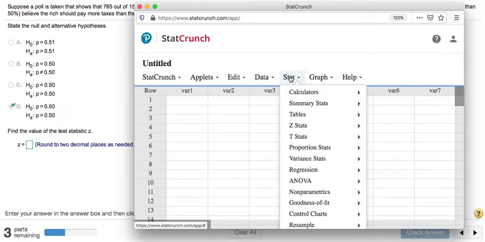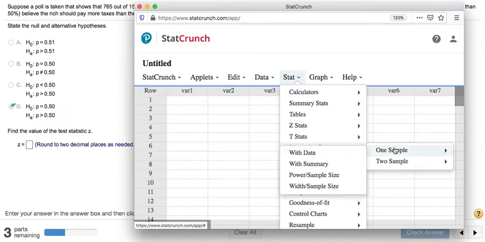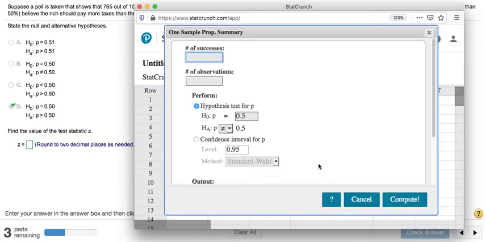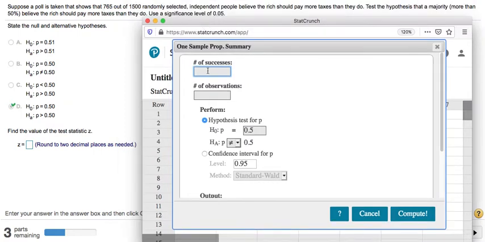All right, if you go to where it says Stat and go to Proportion Stats, then select one sample, and here it's summarized for us. So with summary, I'm going to enter in the following information. The number of successes is going to be 765 out of a total 1,500 observations. It's already selected for a hypothesis test, but I need to select greater than for the alternative hypothesis. So this is already set to 0.5, and p is greater than 0.5. It matches up with this thing here.